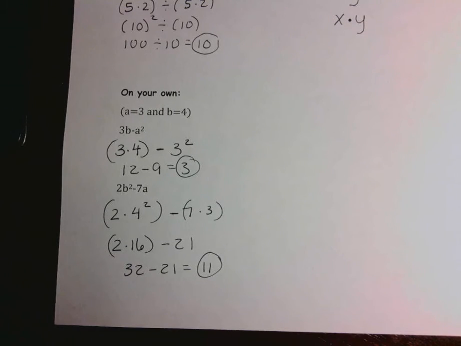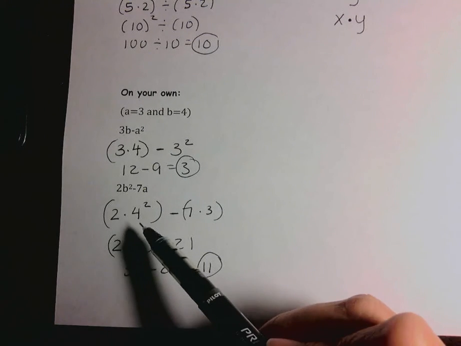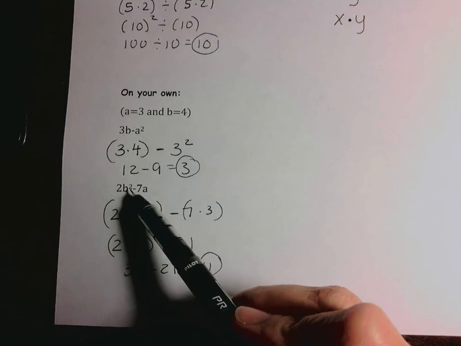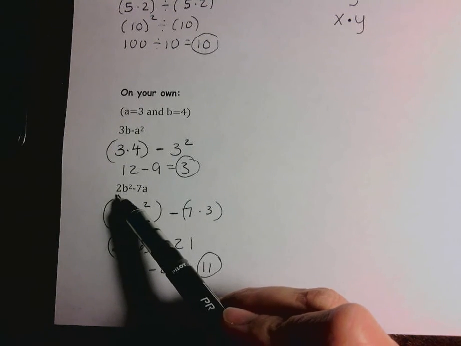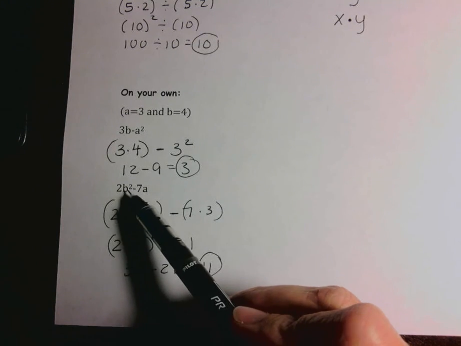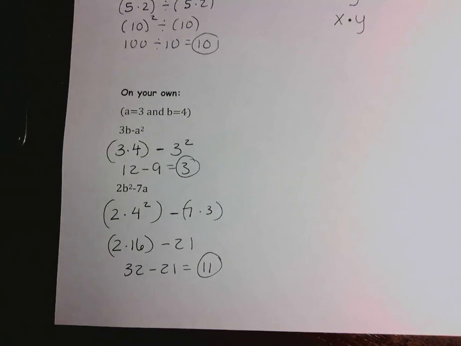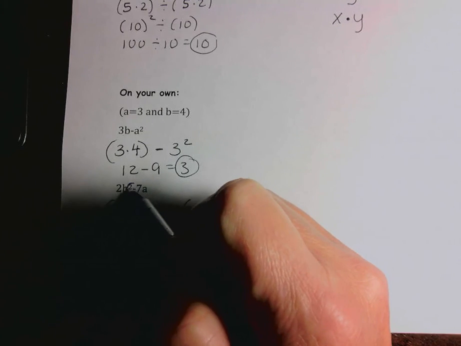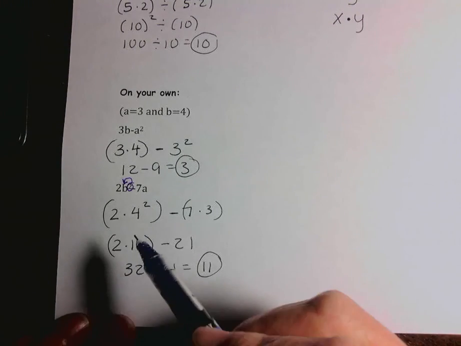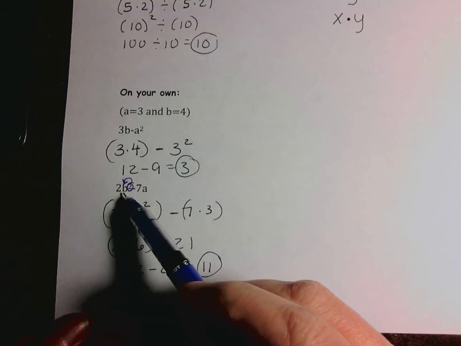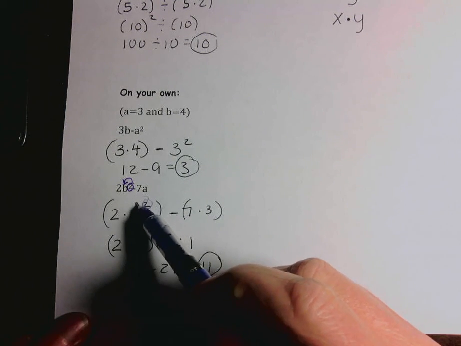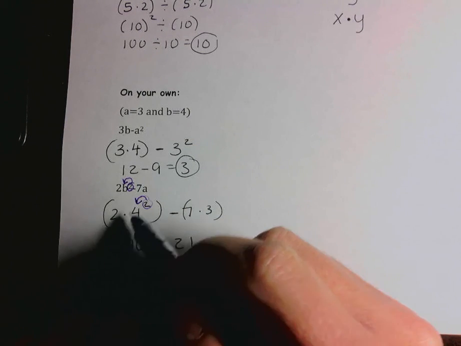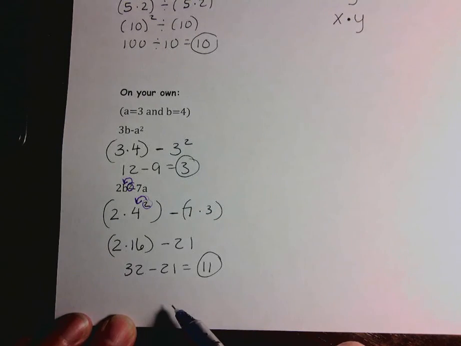Here are your answers, 3 and 11. And notice on this last one here, this exponent of 2 only goes to the b. It doesn't go to this coefficient of 2. So this exponent here of 2 only goes to the 4. It doesn't go to this 2. So it becomes 2 times 16.